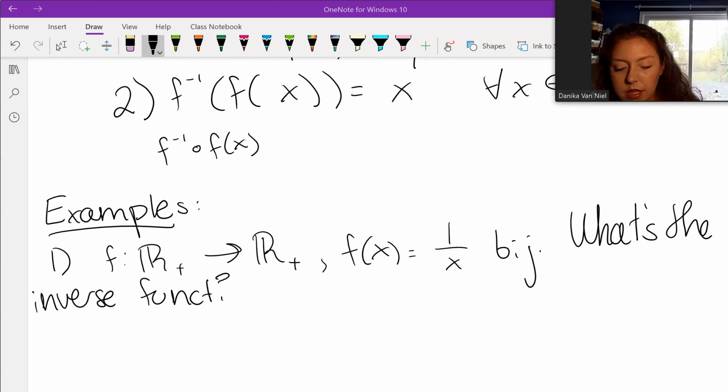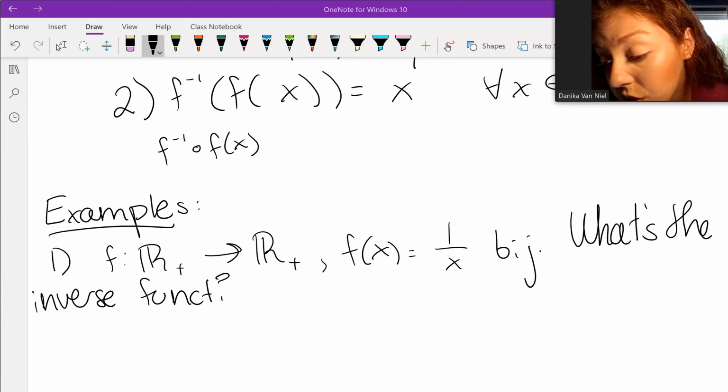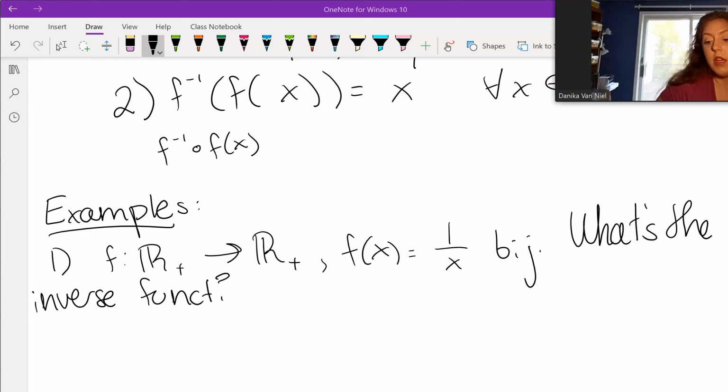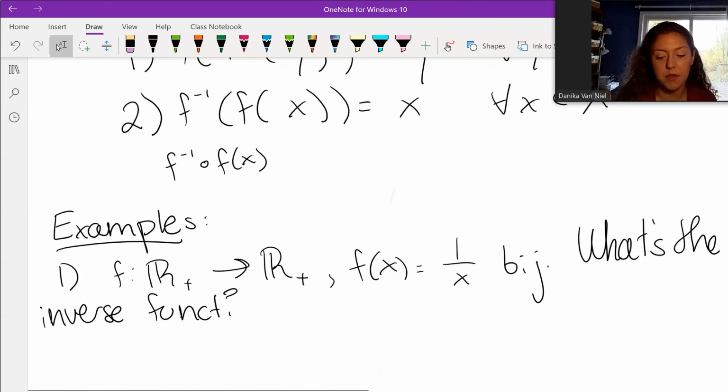Okay, so for this example, we don't have to show that it is bijective, because it's already given to us that it's bijective. So we don't have to prove that we can find an inverse function. We just need to find one and then show that it does work. So show that it satisfies 1 and 2 from above.